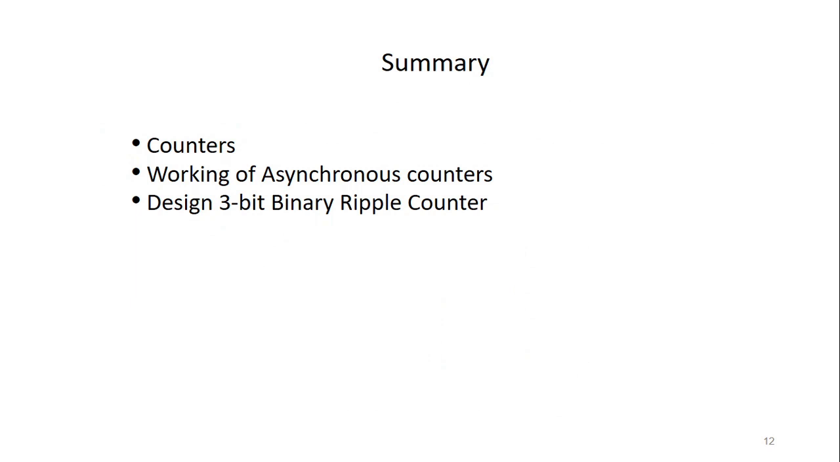So we have seen what a counter is and what is meant by a binary counter, which counts a sequence of binary numbers, and what an asynchronous counter is, in which the clock signal is not applied simultaneously to all the flip-flops. And we have seen the design of a 3-bit binary ripple counter, where we are using 3 different flip-flops, and the clock is connected to the first flip-flop and the rest of the flip-flops are connected through the output of the previous flip-flops.